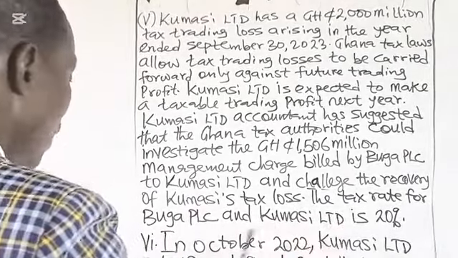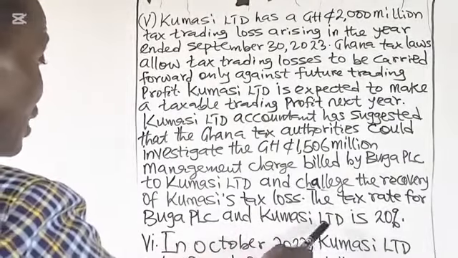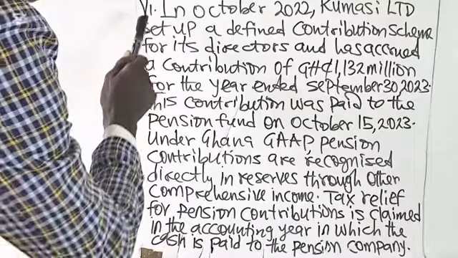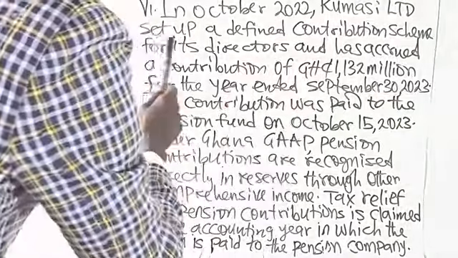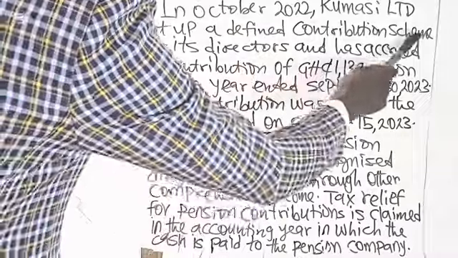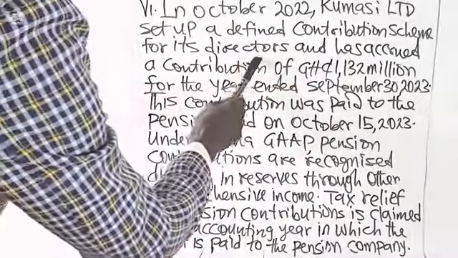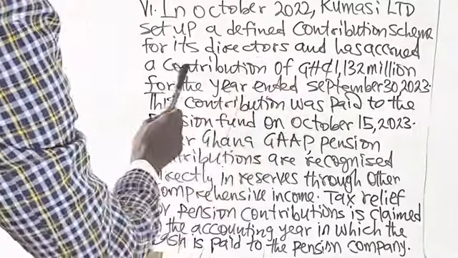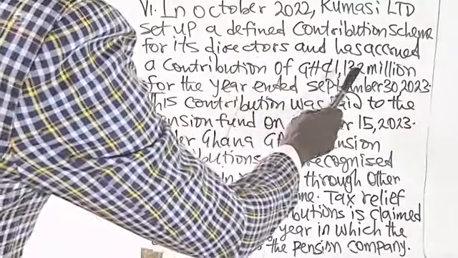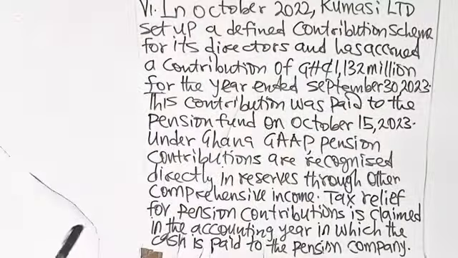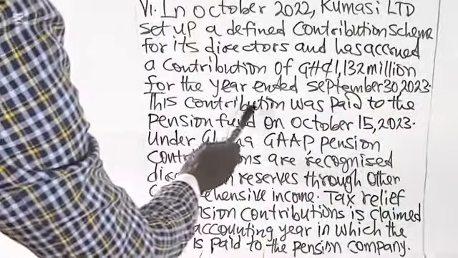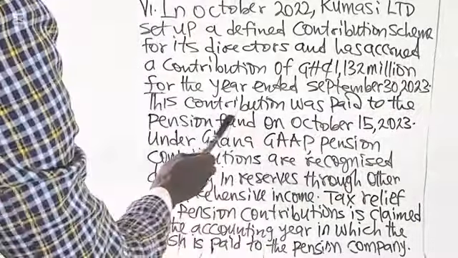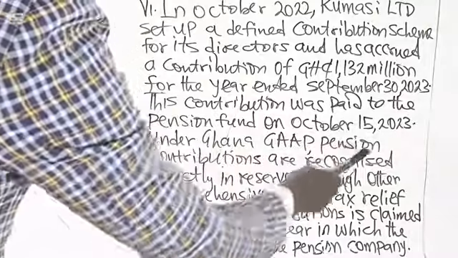The tax rate for Buga PLC and Kumasi Limited is 20%. Note 6. In October 2022, Kumasi Limited set up a defined contribution scheme for its directors and has accrued a contribution of 1,132,000,000 Ghana cedis for the year ended September 30, 2023.